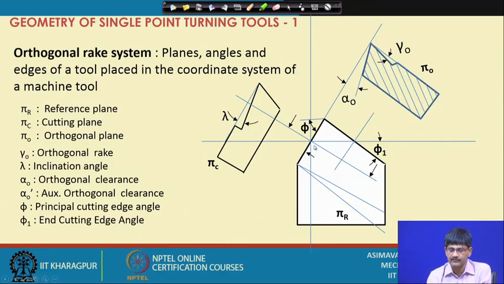On this side, if we look at the tool, no section is required, we are simply looking at the tool and drawing a view, and we may see that the cutting edge actually is inclined. It's inclined, it's not straight. Here it's looking straight, but from the top.